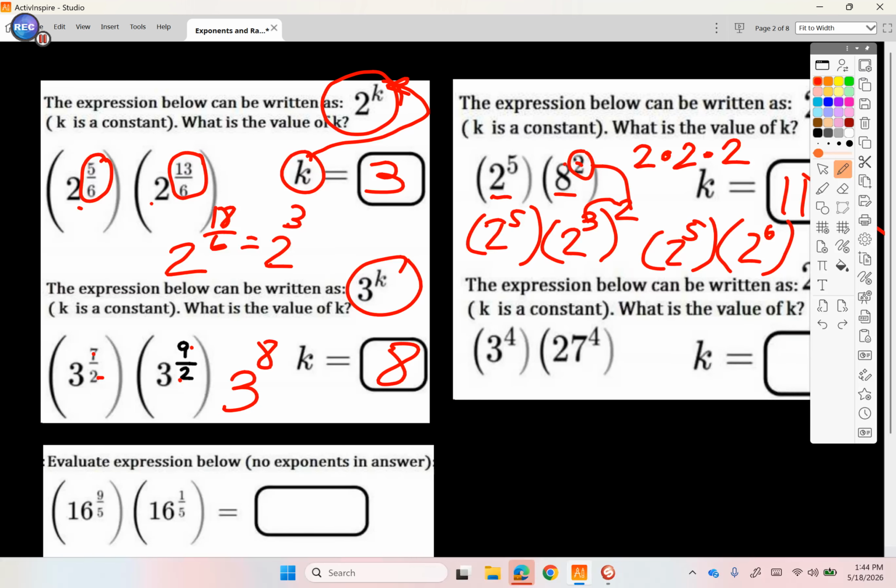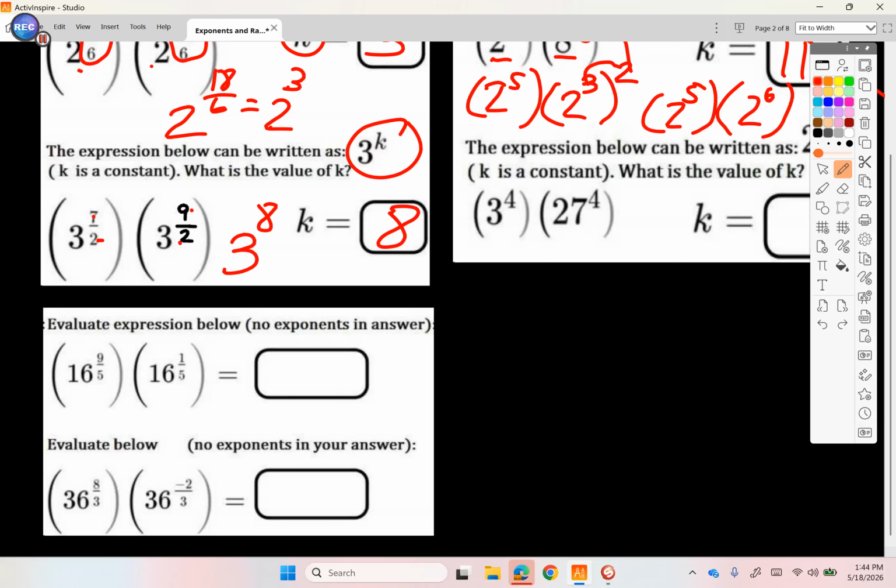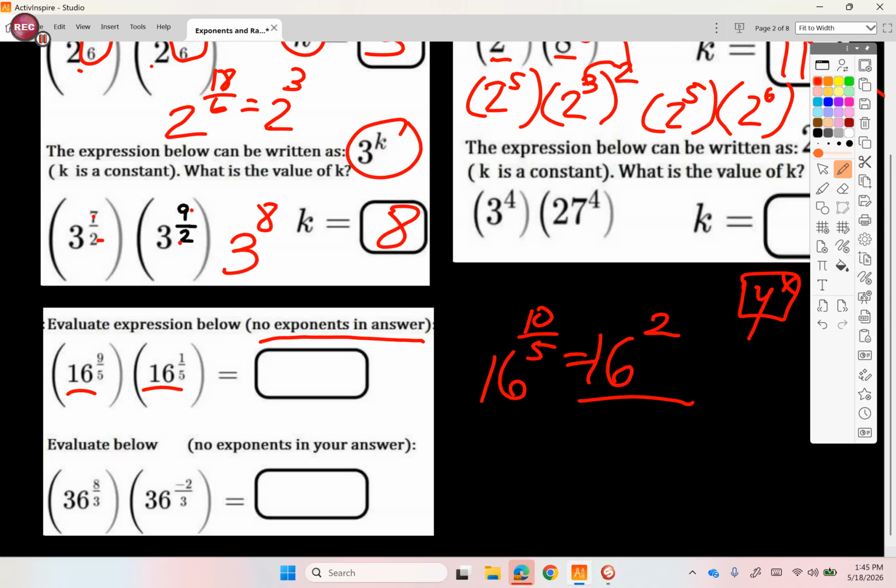So on the bottom part, there's no variables. It's just a big number with an exponent, another number with the exponent. Because the bases match, you're doing the same process. So you're adding the exponents, which gives you 10 over 5, which equals 2. Now it says no exponents in your answer, so you have to simplify 16 to the second power in the calculator with the exponent button, and you get a big answer. 16 times 16 should give you about 256.